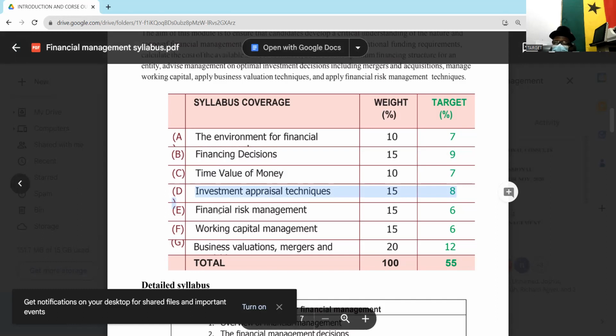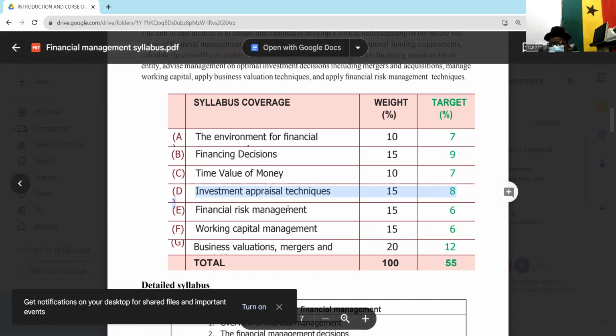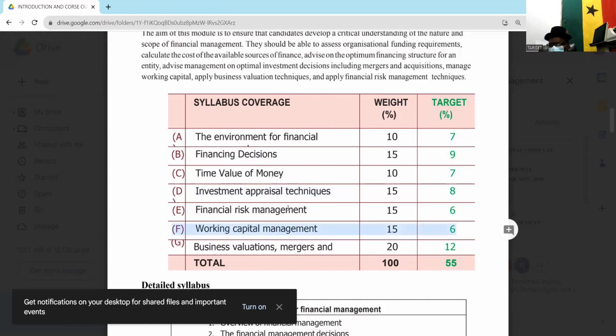Financial risk management. Here we will not go deeper. We only talk about foreign currency risks and interest rate risks and how to hedge them. These are the two types of risks we are going to look out for, and they are very important. Working capital management is one of the troublesome issues, so look at it with a critical eye. Aside from that, you also have to look out for business valuation, mergers and acquisitions, 20 marks. The target marks are what you must score in exams. At least our target is 55.5, and I am very sure that you will score much more than that.